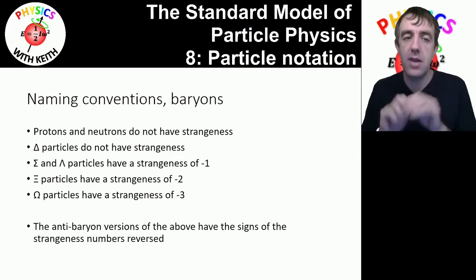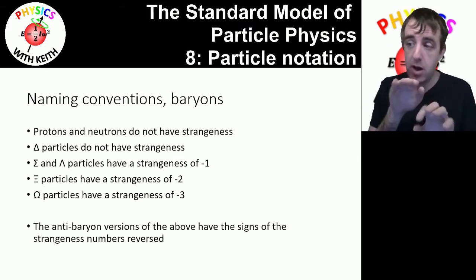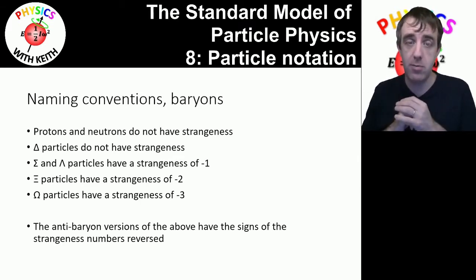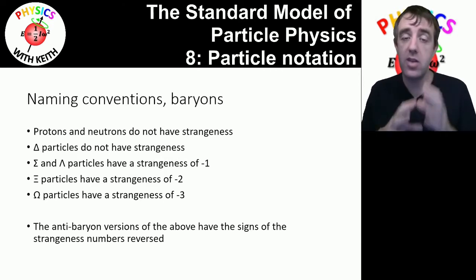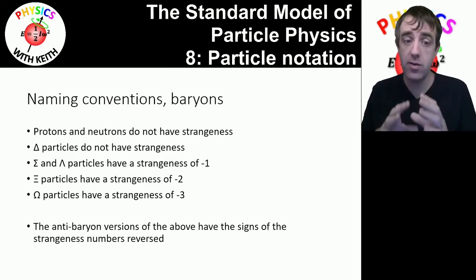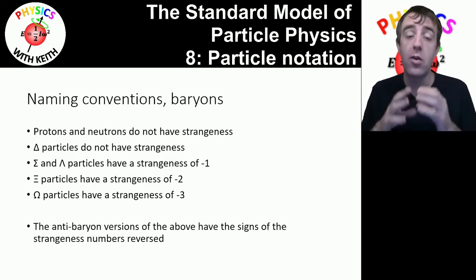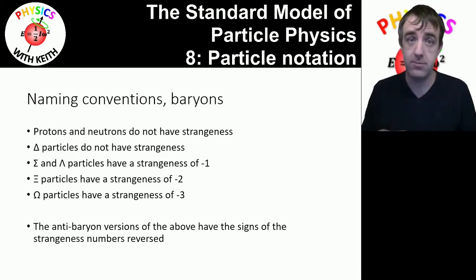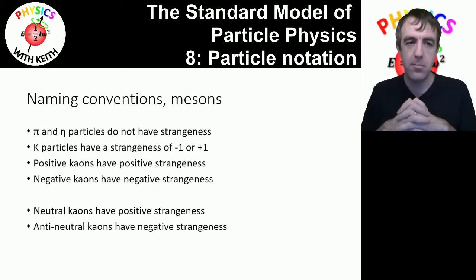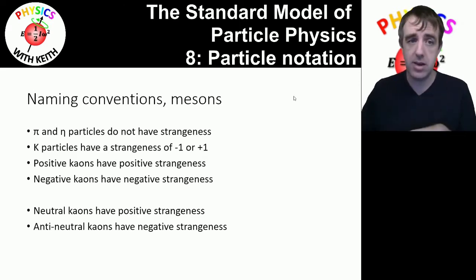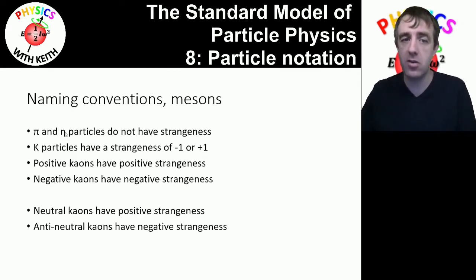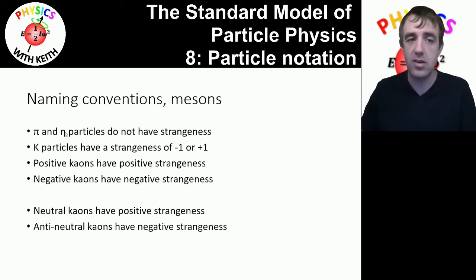You can indicate antiparticles by drawing a bar over the top of the particle symbol. The antiparticles to these have the sign on the charge reversed. They also have the sign on the strangeness reversed. There are some names of mesons as well. So pi mesons and eta mesons don't have any strangeness at all. K mesons, that's kaons, they do have strangeness.